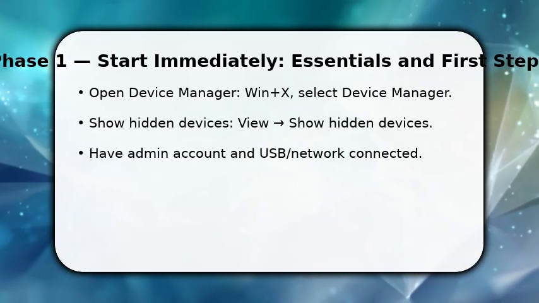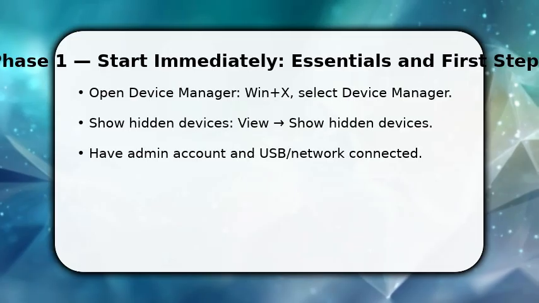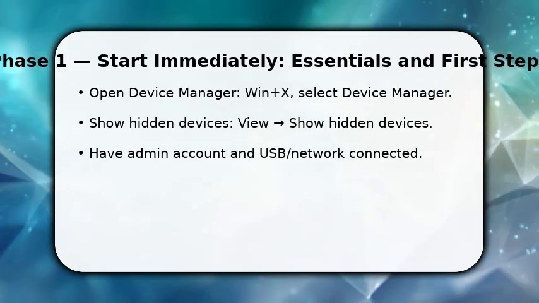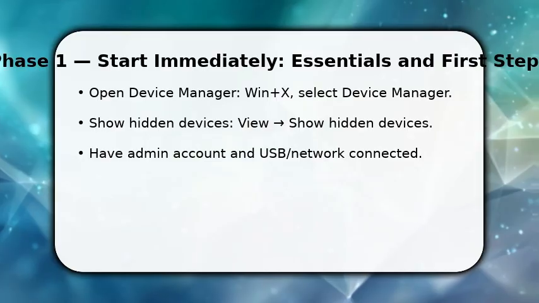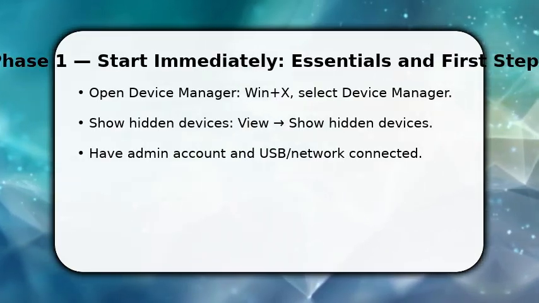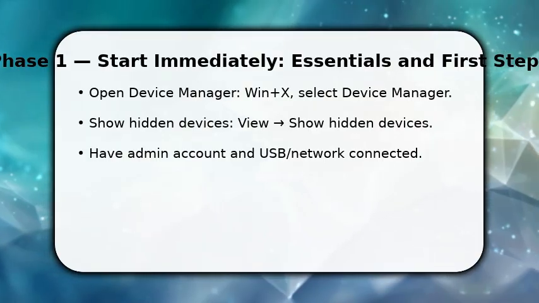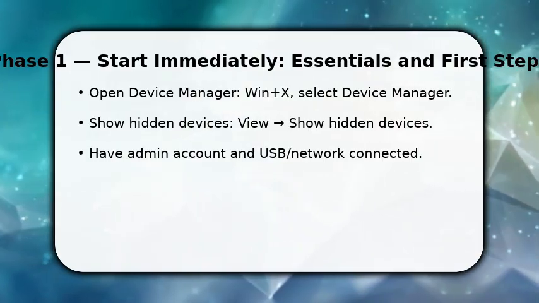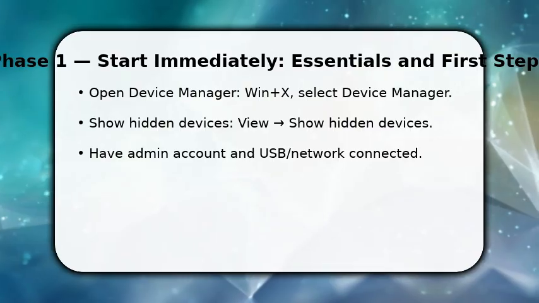You will open Device Manager now and take essential steps. First, press Windows key plus X and choose Device Manager. You need administrative rights, so sign in as an admin if prompted. Once Device Manager is open, use the View menu and select Show Hidden Devices so ghosted printers appear.